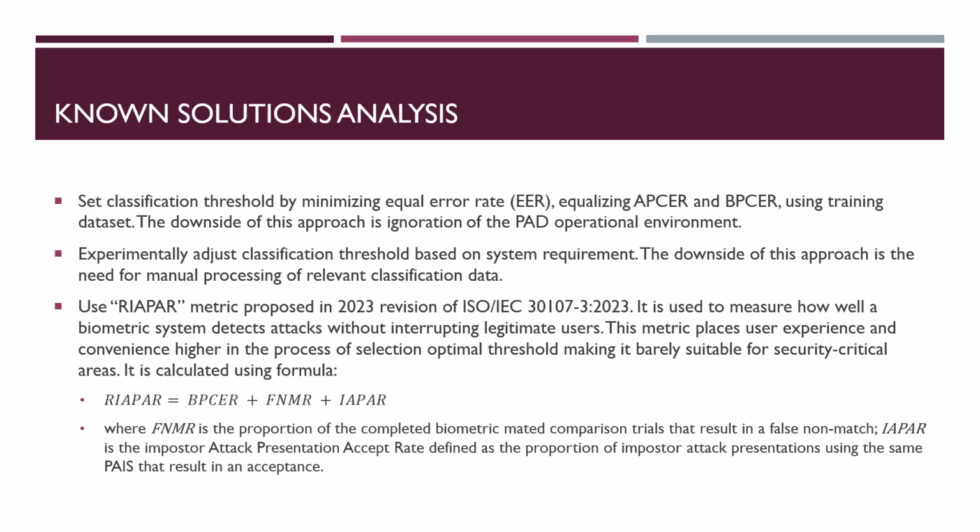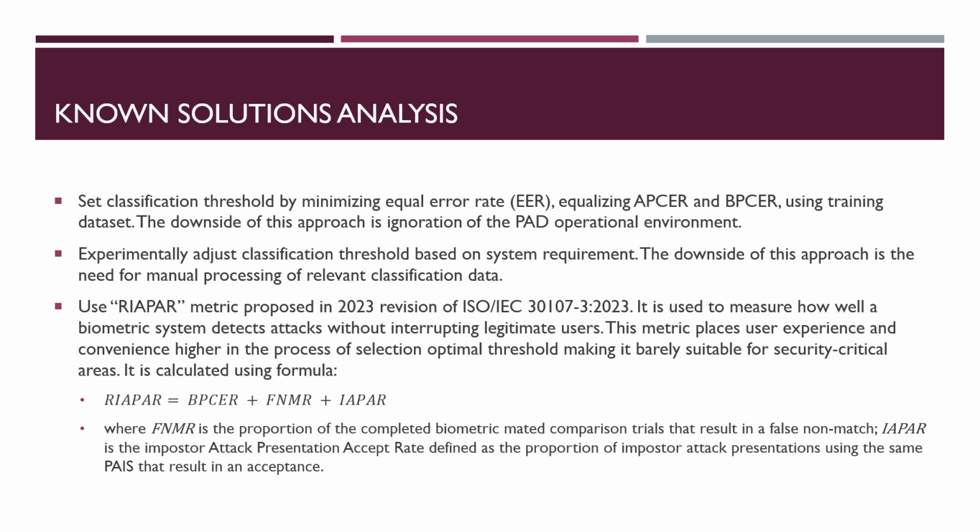There are several known ways to set the classification threshold. The most popular and simple one is to set the classification threshold by minimizing the equal error rate, equalizing APCER and BPCER using the training dataset. The downside of this approach is ignoring the PAD operational environment as well as security requirements. Then what can be done? Experimentally adjust the classification threshold based on system requirements. The downside of this approach is the need for manual processing of relevant classification data.